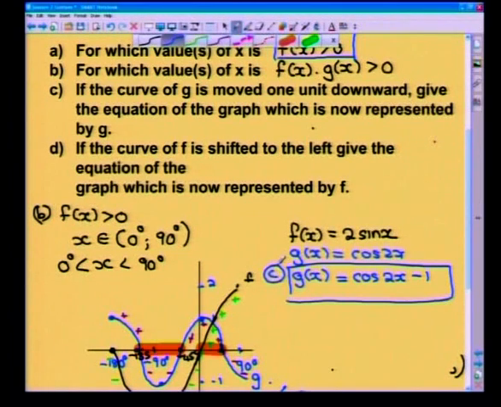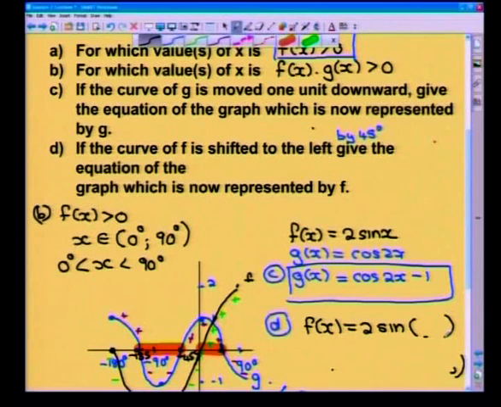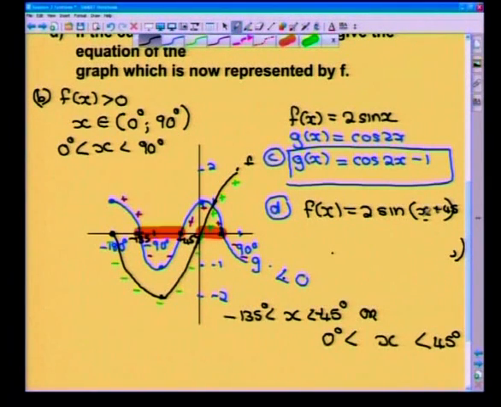Right, the next question, D, says to me, if the curve of f is shifted to the left, give the equation of the graph which is now represented by f. And it should have said left by 45 degrees. So that's missing there, so if we can just put that in. So moving f 45 degrees, f is the black graph, I must now say f of x equals, and how do we move left or right? We introduce something here. If we're going to move to the left, we're moving negatively, so we're going to go plus 45.